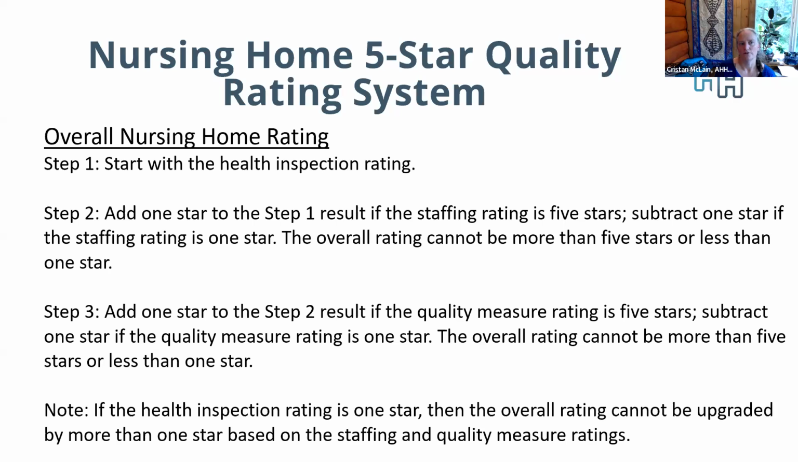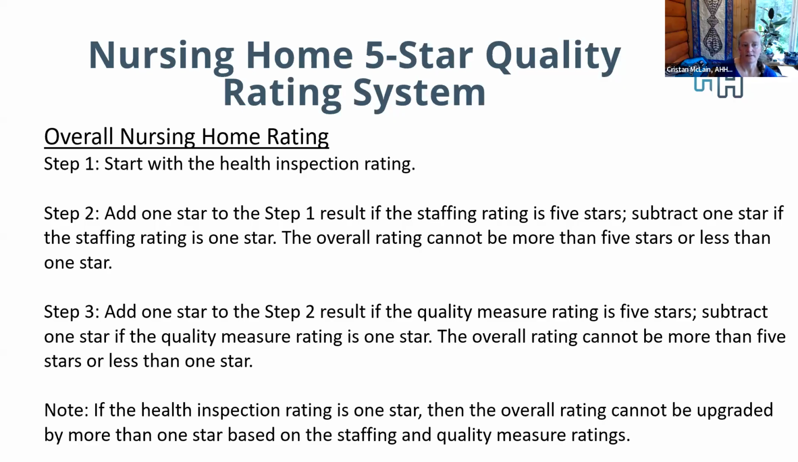The overall nursing home rating is based on the 5-star rating for the health inspection domain, the staffing domain, and the quality measure domain. The overall 5-star rating is assigned using these 3 steps. It's kind of interesting, so I'm just going to read them out. Step 1, you start with your health inspection rating. Then you add 1 star if the staffing rating is 5, and subtract 1 star if the staffing rating is 1. The overall rating cannot be more than 5 or less than 1, obviously. So if your staffing level is a 2, 3, or 4, it doesn't change your overall rating. You have to have either a 1 or a 5 to make that change.